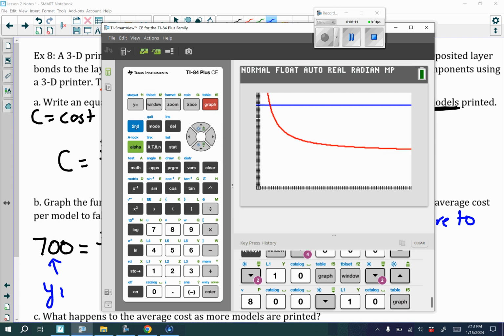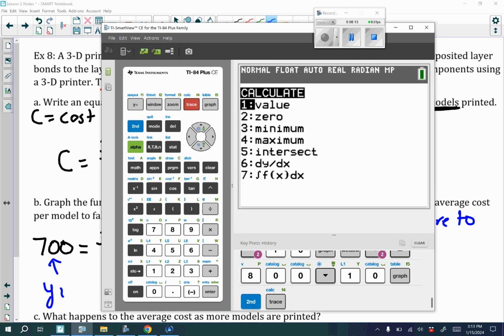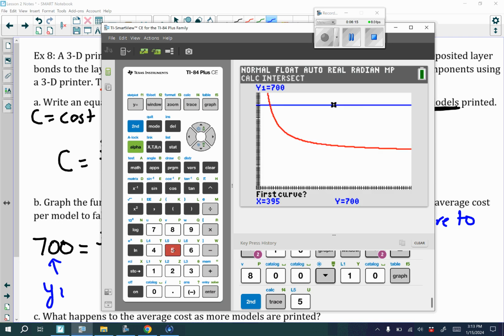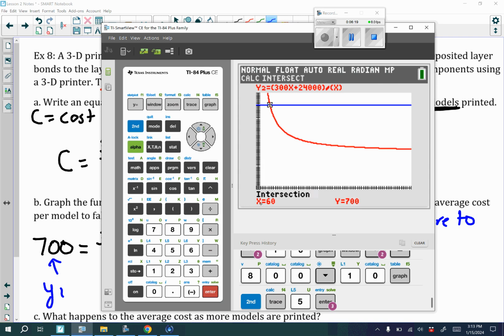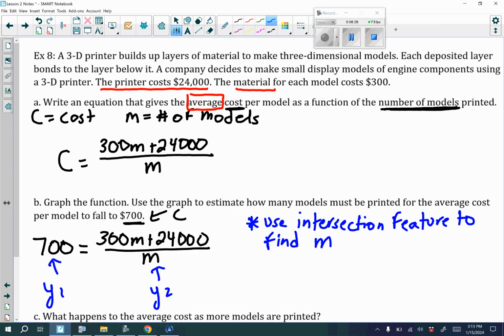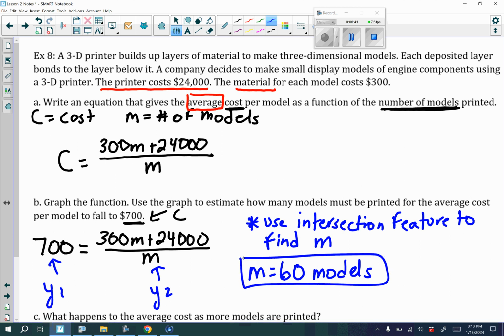So remember, we press second trace, go to number 5 intersect, and then don't forget to press enter 3 times. 1, 2, 3. And then we're looking at the x. X is our m, which represents basically the models. So x equals 60 here. So when it talks about 60, what this is saying is that we have to make about 60 models, or 60 models must be printed in order for the average cost per model to fall to about 700 there.